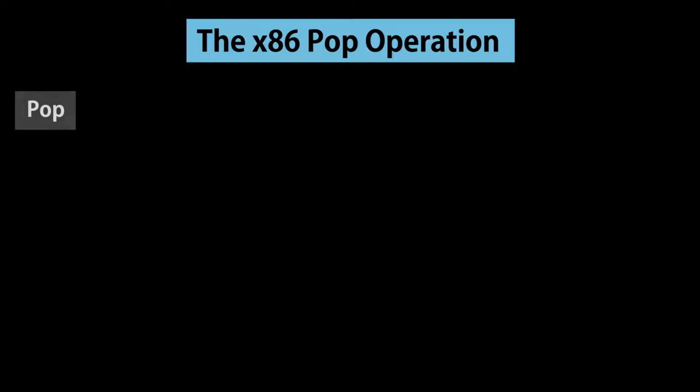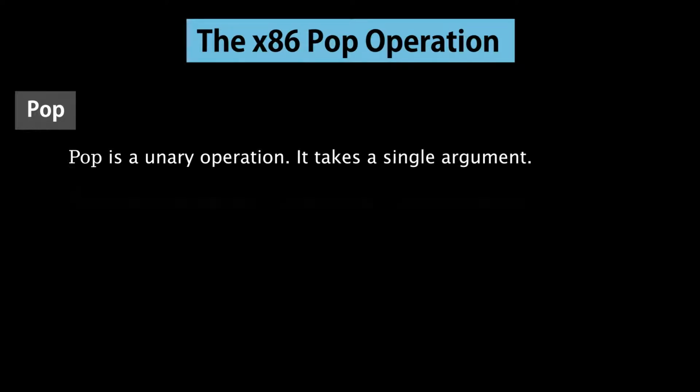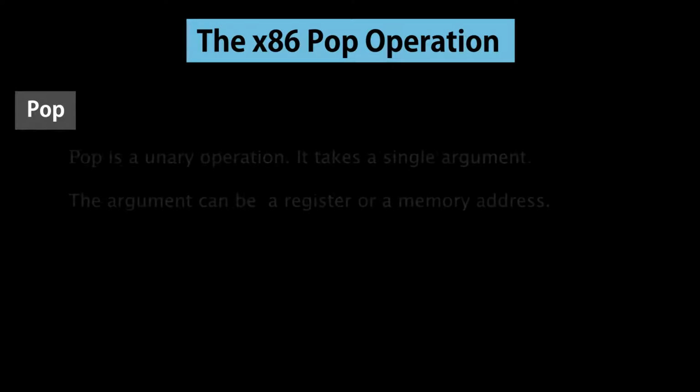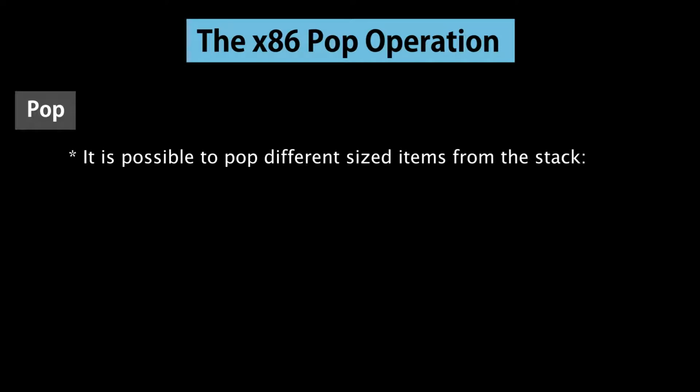Now let's describe the pop operation in more detail. Pop is a unary operation. That is, it takes a single argument. The argument can be a register or a memory address. The semantics is to remove the topmost item from the runtime stack and load it into the argument register or memory location. Note that it's possible to pop different sized items from the stack: 1 byte, 2 bytes, 4 bytes, or 8 bytes. These are differentiated in the x86 assembly language by adding a suffix to the pop operator.